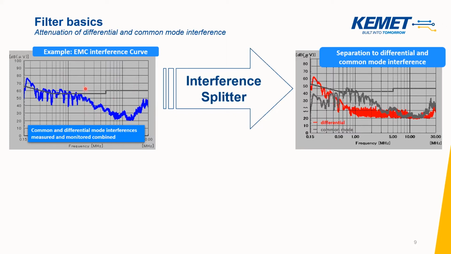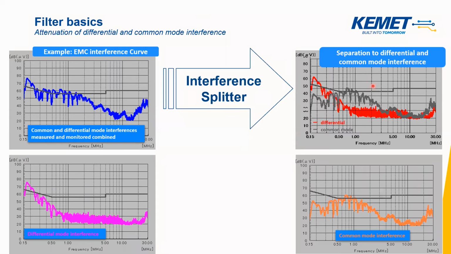If we happen to have some sort of magical interference splitter device, so we could effectively convert this noise waveform into its constituent waveforms, then we would be left with a curve like what you see here. The red curve represents differential mode or asynchronous disturbances, and the gray curve represents common mode or synchronous disturbances. So if we then consider each of these waveforms individually.